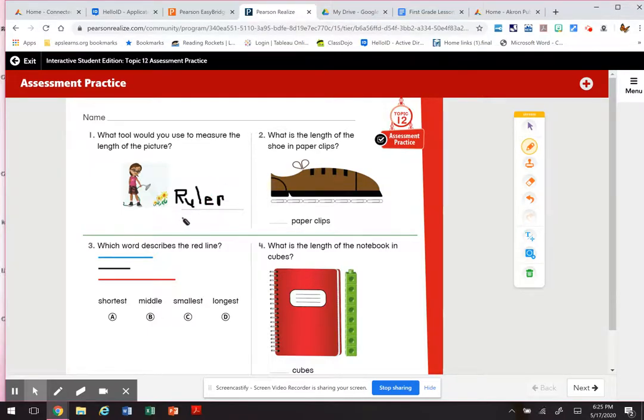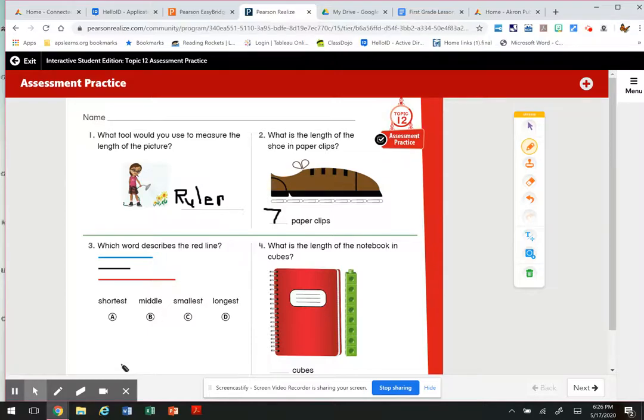Or cubes would be fine as well. You could use a ruler or cubes. Or paper clips, because over here, number 2 says, what is the length of the shoe in paper clips? Notice how they lined them up. There's no gaps in between, and the line is straight. That's the way you use paper clips to measure something. So let's count the paper clips. 1, 2, 3, 4, 5, 6, 7. So the shoe is 7 paper clips long.